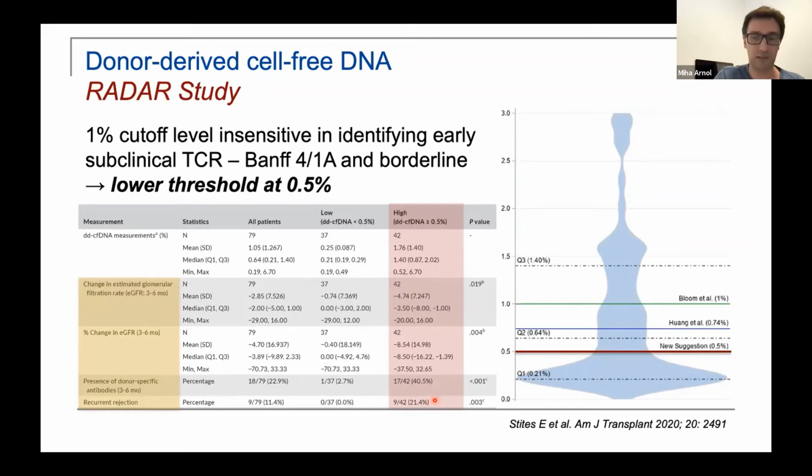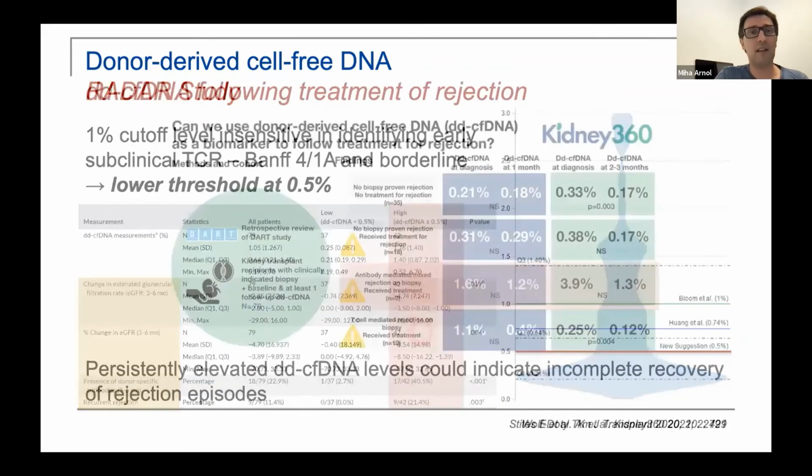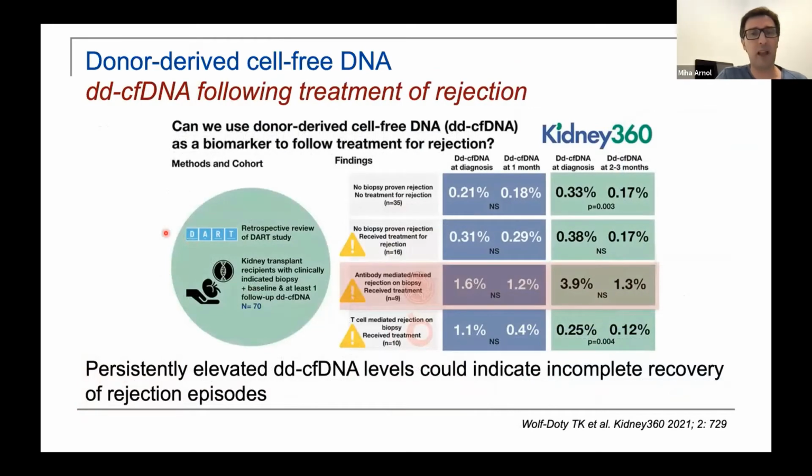Then another study, which is actually a retrospective review of the DART cohort, asked a question: can we use this donor-derived cell-free DNA as a biomarker to follow the success of treatment for rejection? This study showed that persistently elevated cell-free DNA levels could indicate incomplete recovery of rejection episodes. And this was specifically true for patients with antibody-mediated rejection. In this case, we may need closer monitoring for our patients, and perhaps these patients need additional treatment of rejection to improve the further prognosis.